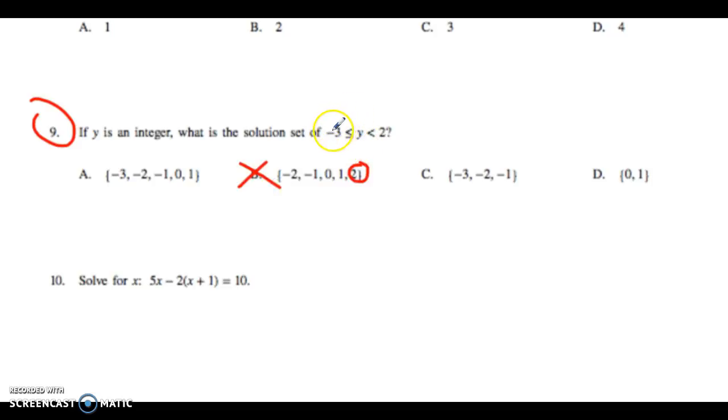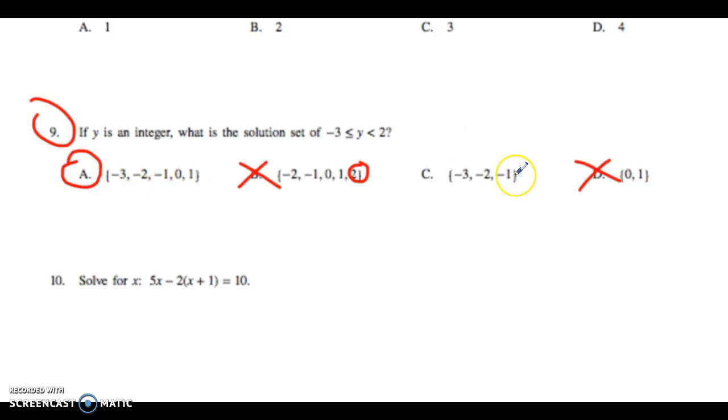It also says that negative 3 is equal to or less than y. So what we have to figure out is which one of these has a negative 3 in it, because negative 3 is okay to be equal to y. Well, this one doesn't have a negative 3, so it can't be that. And the only two choices are this one and this one. C doesn't have any positive numbers in it, but this says y could be less than 2. And let's say 0, that's less than 2, so 0 makes sense. This one is the correct answer because it has all the possible numbers in it.